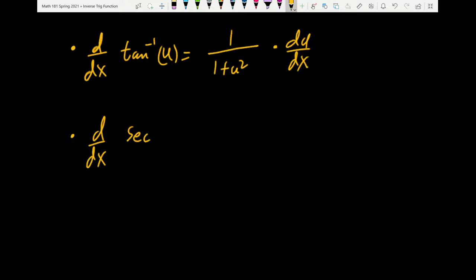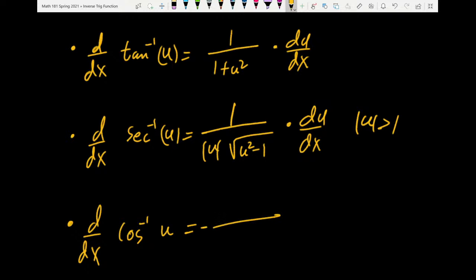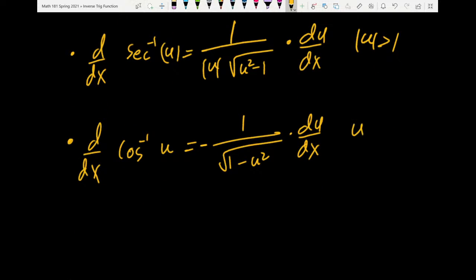Derivative of secant inverse of u, 1 over absolute value of u times the square root of u squared minus 1, times du/dx, where the absolute value of u is greater than 1. Derivative of cosine inverse of u, negative 1 over the square root of 1 minus u squared times du/dx. This last part, don't worry about knowing that. It's restrictions, so this derivative works.